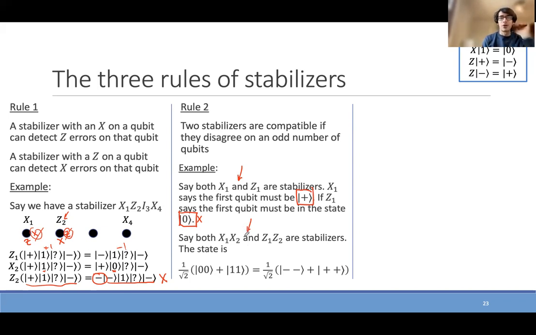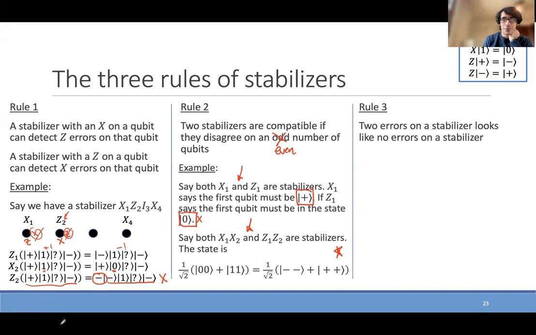They could disagree, or sorry, this should be even. That's why I'm getting mixed up. Okay, they just have to disagree on an even number of qubits. So this one disagrees on an odd number of qubits, this one disagrees on an even number of qubits, and we want to be in this situation. Apologies for the typo.